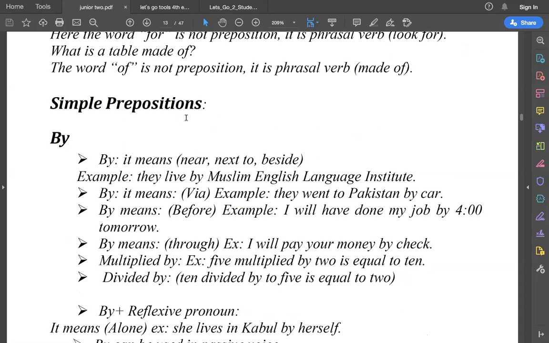We'll study all types of them. Yeah, by. By is the first preposition that we are going to start with, and it has many different uses that we will study every single one of. Remember to use by in its own correct way. By has different meanings and different types of uses. Let's see what the uses of by are.